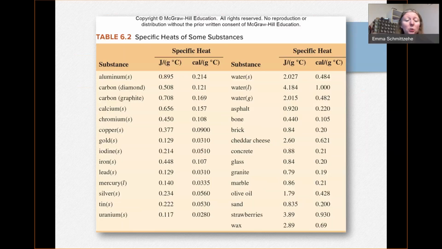They even give them to you in joules and in calories. But you can also see, like for the water, they give you solid water, so ice. They give you liquid water, and they give you gaseous water, which is steam. And those all have different specific heat values. So your specific heat is specific to the substance, but also the phase. So you can look up those values if they're not given. This is just a table that you could use as a resource.